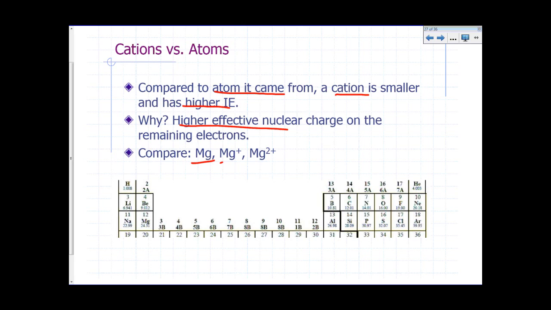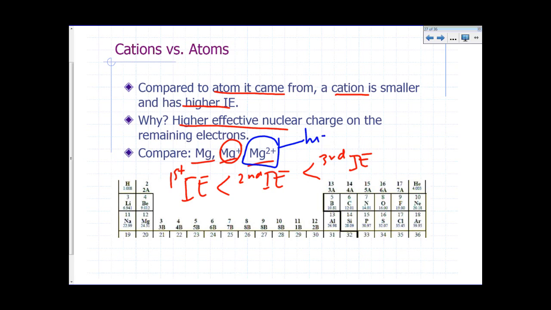Compare magnesium, magnesium plus, and magnesium plus 2. The first ionization energy would be less than the second ionization energy. That's the ionization energy for Mg plus, right? And it's going to be less than the third ionization energy. So the ionization energy would be highest for magnesium with a +2. And so that would also be the smallest.